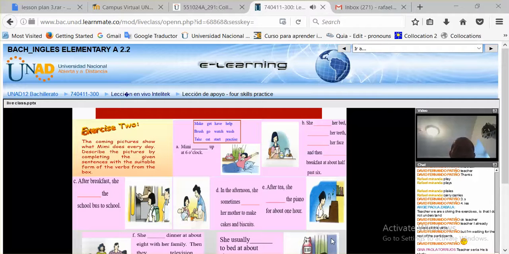It's a daily routine. Maybe you have worked on a daily routine before. It's really easy. You only have to use the verbs in the box and choose the correct verb that fits best according to the sentence. So the first one, I'm going to help you with the first one. Gets up at 6 o'clock. That will be the first one. So you need to continue reading and trying to write the correct verb.